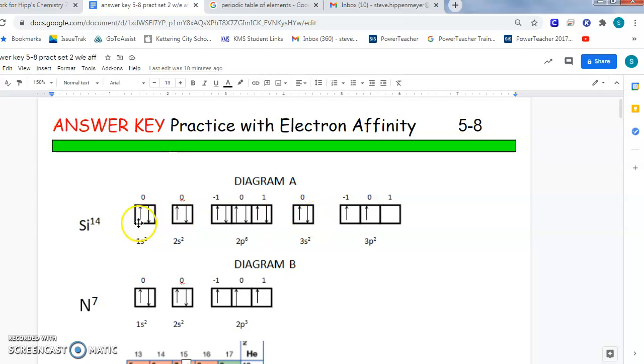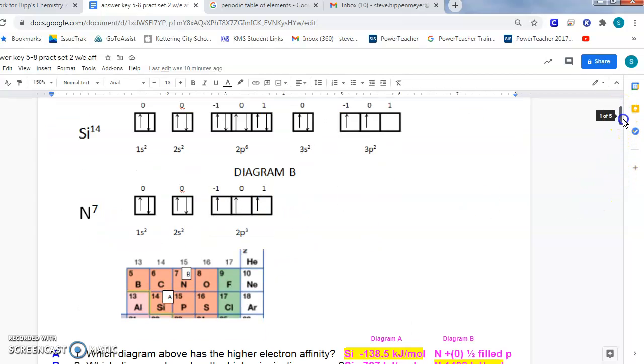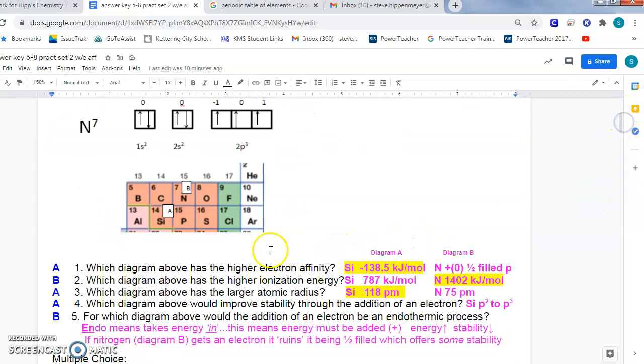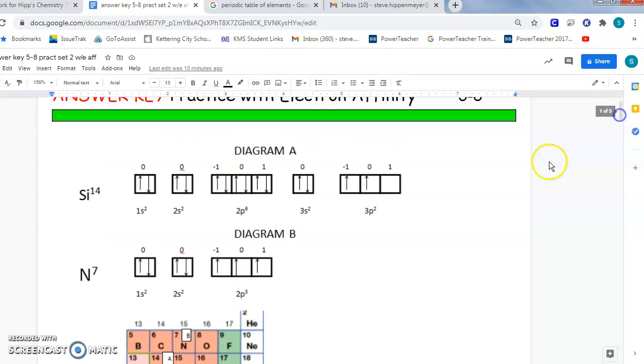First, how did I know this one was silicon? I just count the electrons. 2 and 2 is 4, plus 6 is 10, plus 2 is 12, plus 2 is 14. Silicon is the element that has 14 electrons. We see silicon right here. It's the element on the periodic table with 14 protons. If it has 14 protons, it also starts with 14 electrons.